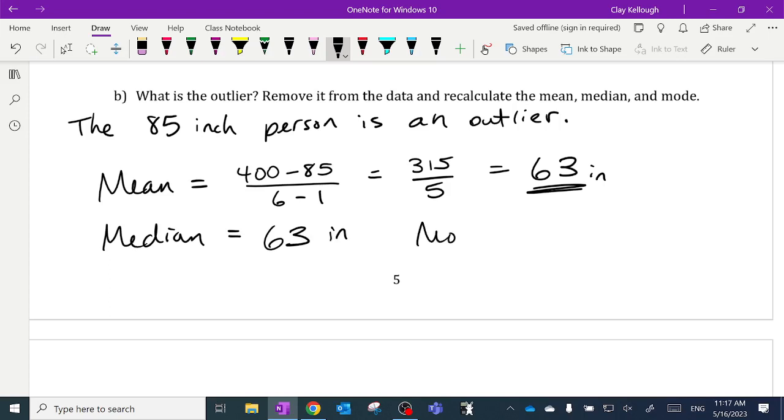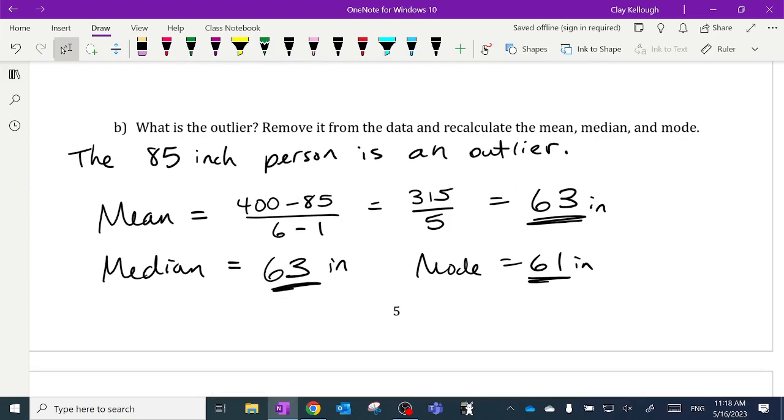Notice it didn't change the mode any. There's still 2 people that are 61. And by the way, for units, you can say inches as IN. Anybody know the other way to put inches as a unit? You can put 2 little quotation marks. That means inches. Okay. Anyway, so that's example 1.